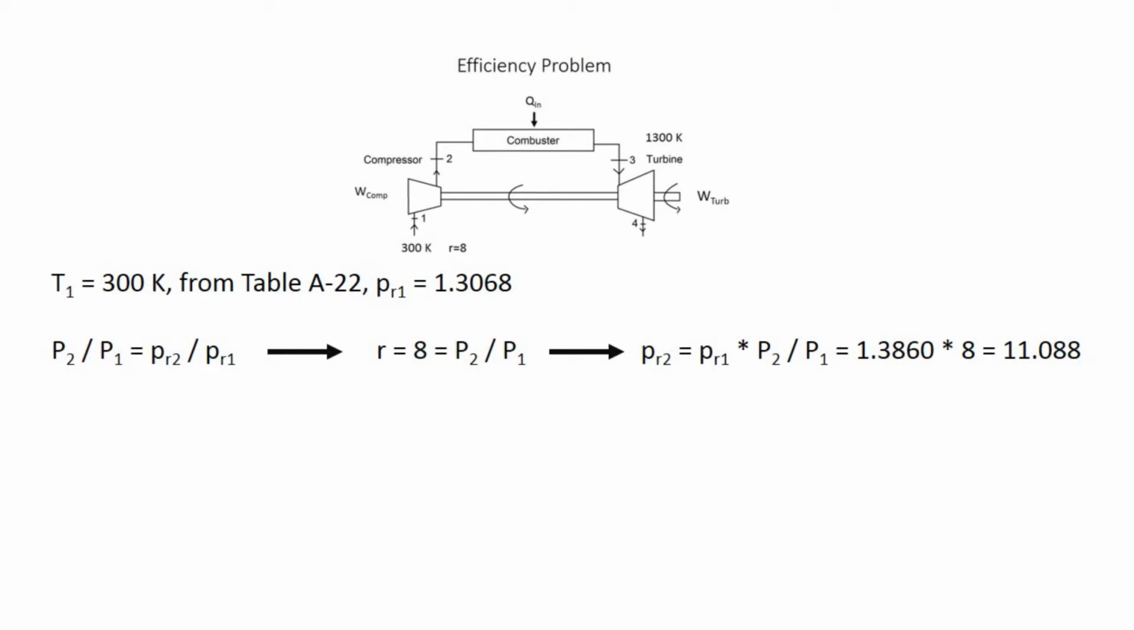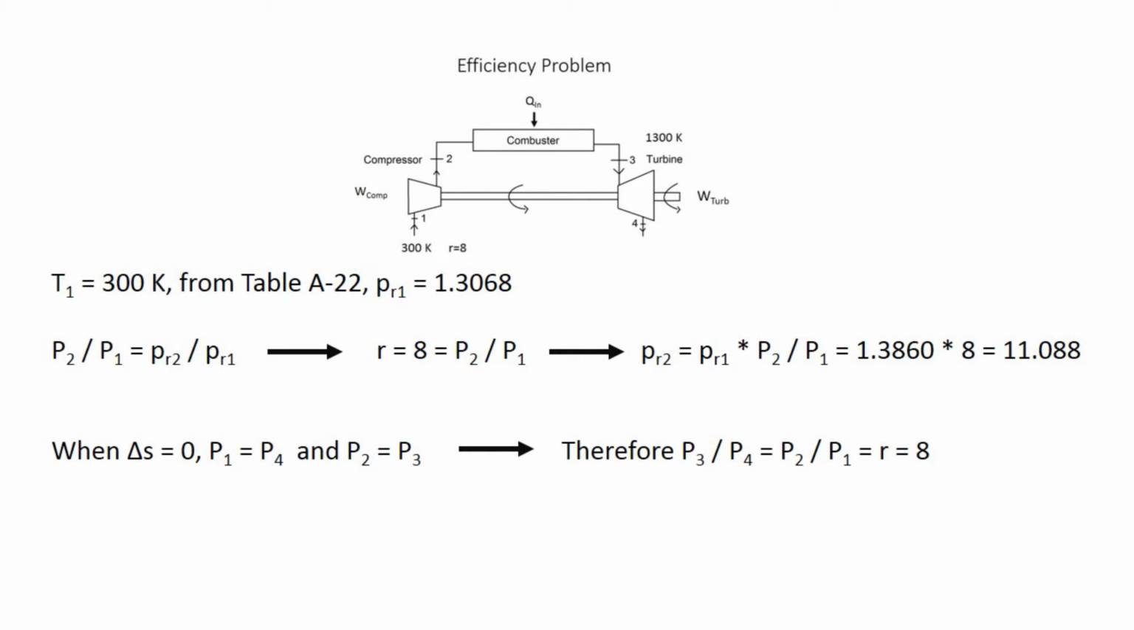Next, we are able to calculate the relative pressure at point 2 using the compressor ratio and the relative pressure at point 1. Given that the compressor ratio, represented by r, is equal to P2 over P1, and using the properties of an ideal gas, we know that the ratio of relative pressures at points 1 and 2 is equal to the ratio of the actual pressures at points 1 and 2, which we know is equal to the compressor ratio. Using our value for relative pressure at point 1 in our equation, we are able to solve for the relative pressure at point 2, which is 11.088.